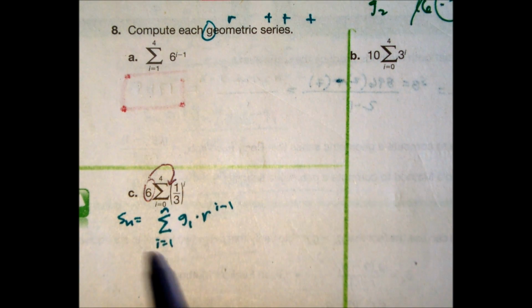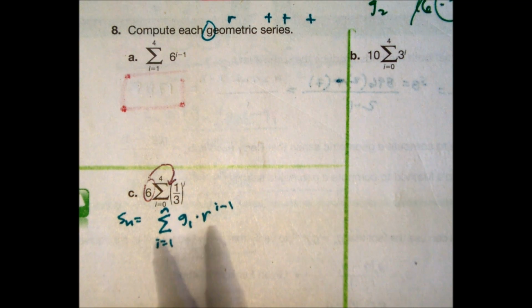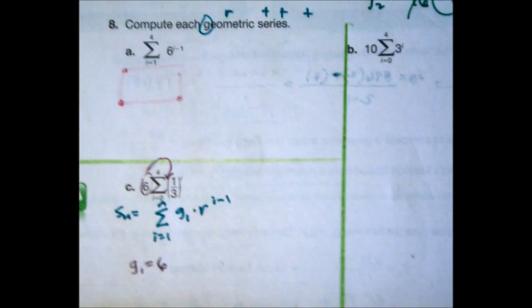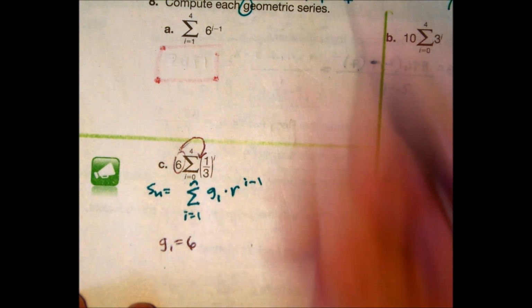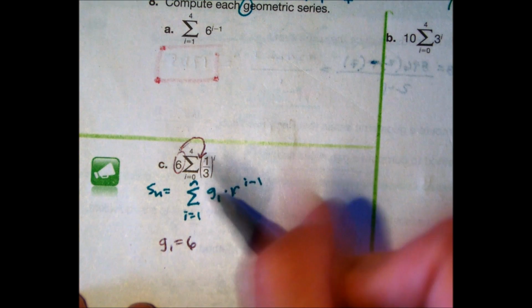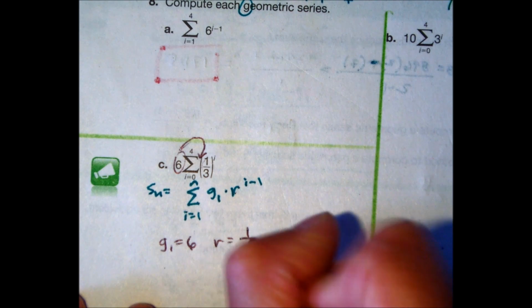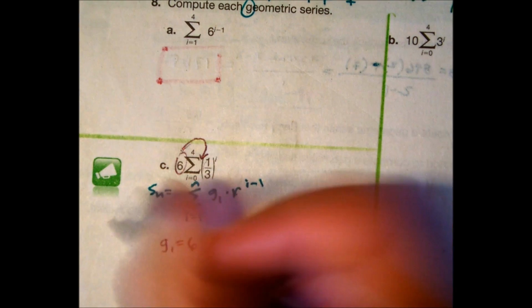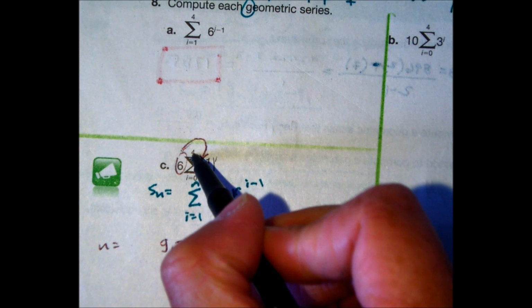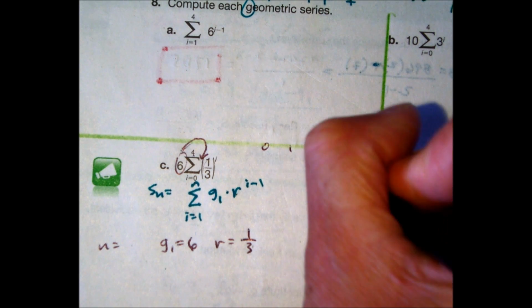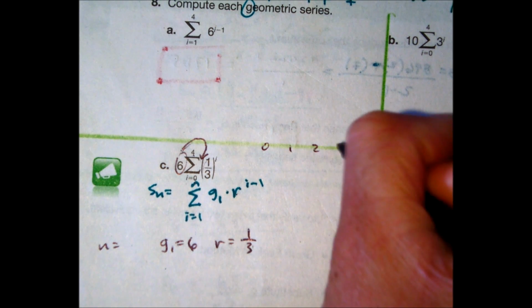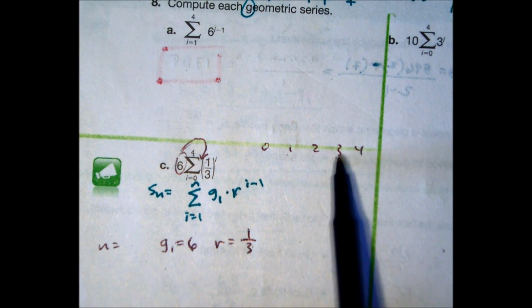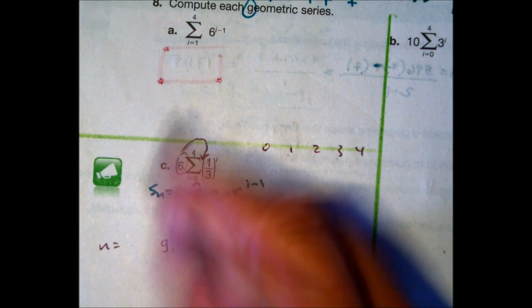This summation tells us we can use this one. So my G1 value is 6. My first term in there is 6. My ratio is the one next to that. That'll be 1/3. And my n value, pay attention, is not 4. They started at 0, and they're telling me to go to 4, so how many numbers are there? Count with me, ready, set, go. 1, 2, 3, 4, 5. My n value is equal to 5.